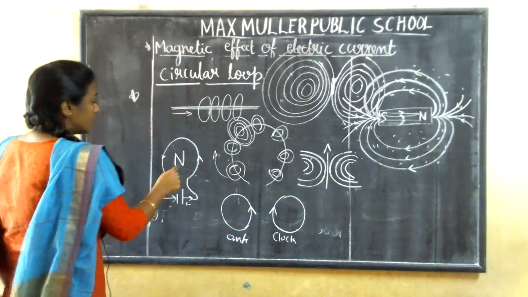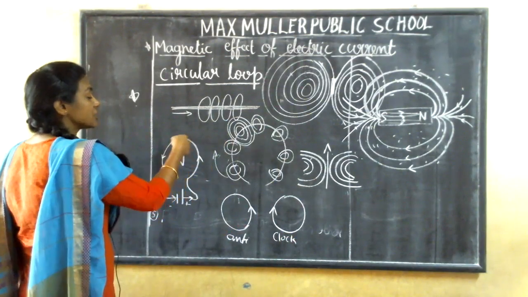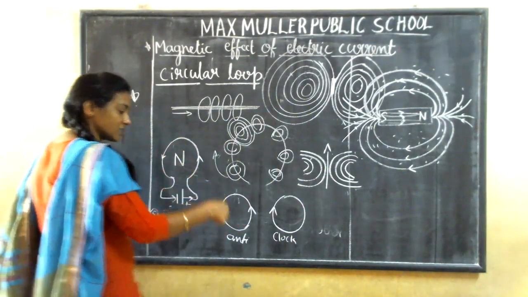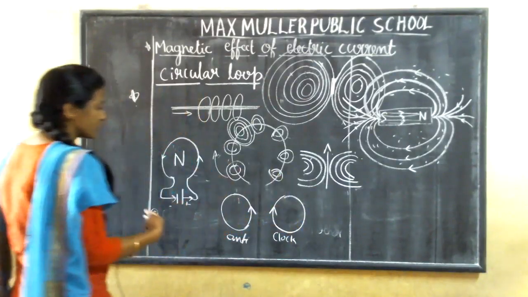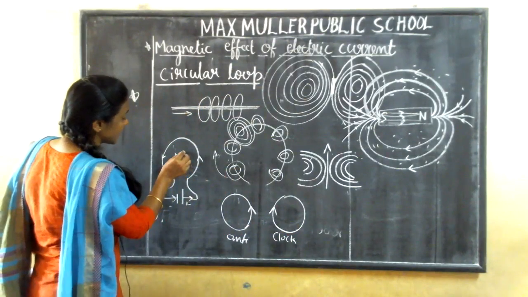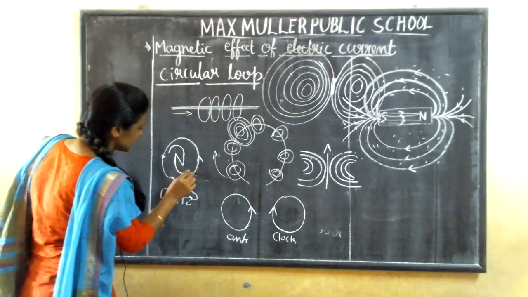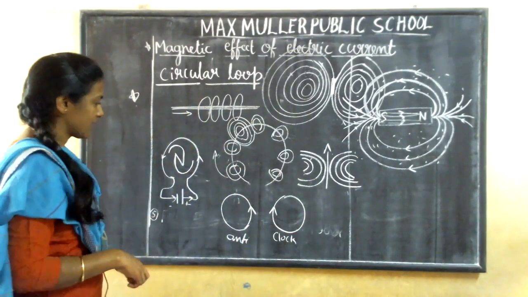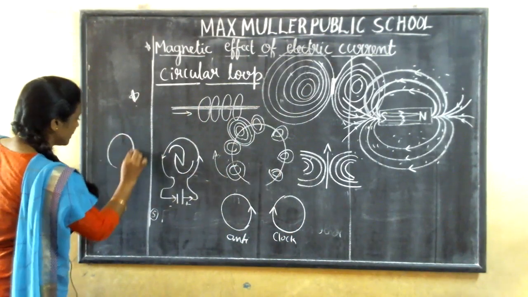When the current is flowing in the direction of anti-clockwise, that is the North Pole. When the current is flowing in the clockwise direction, that is the south. Don't get confused. See, this N only shows us the direction. This is the direction of a current. This is anti-clockwise, yes or no?